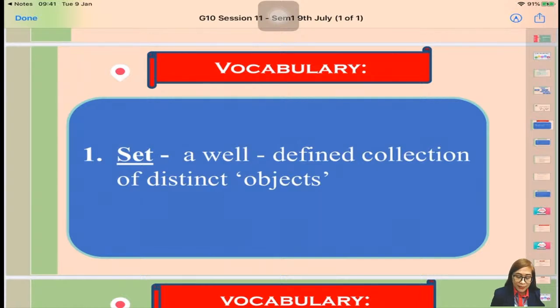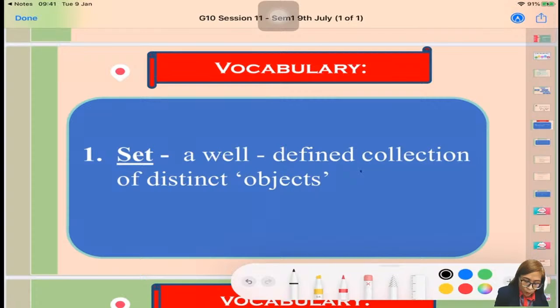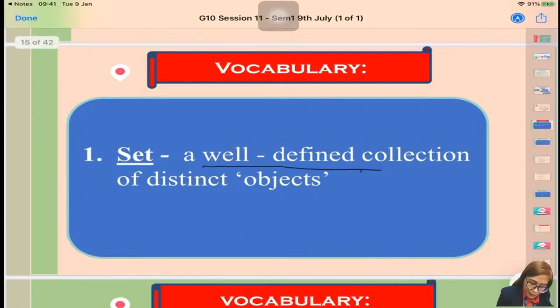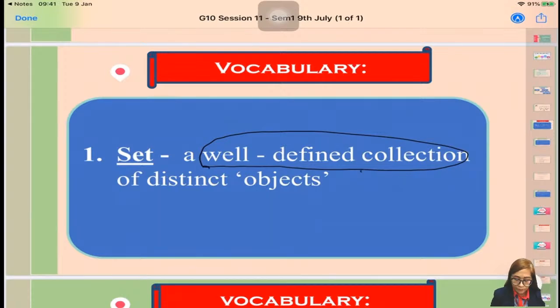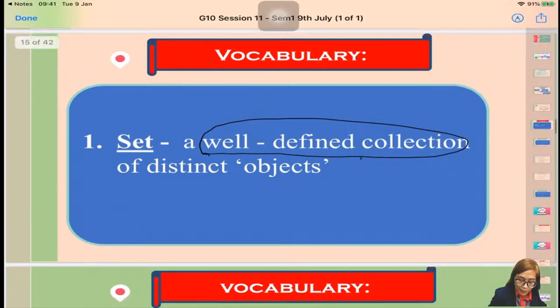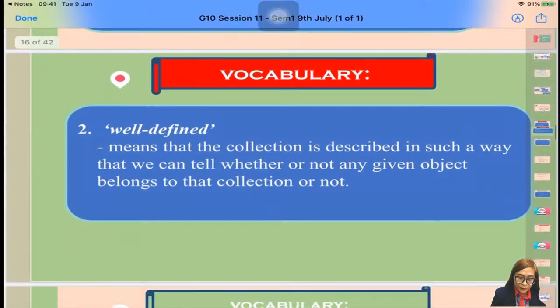So, for the vocabulary, what is a set? A set is a well-defined collection. Well-defined means it's a clear collection. We will have more of this later. Next is well-defined.